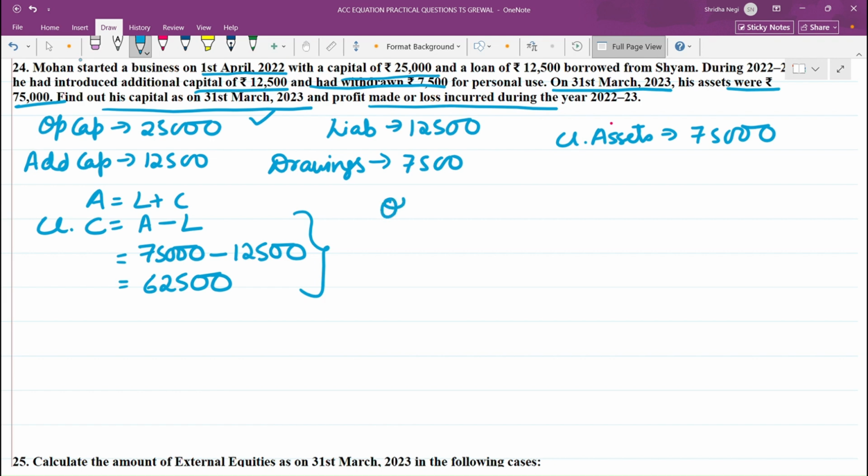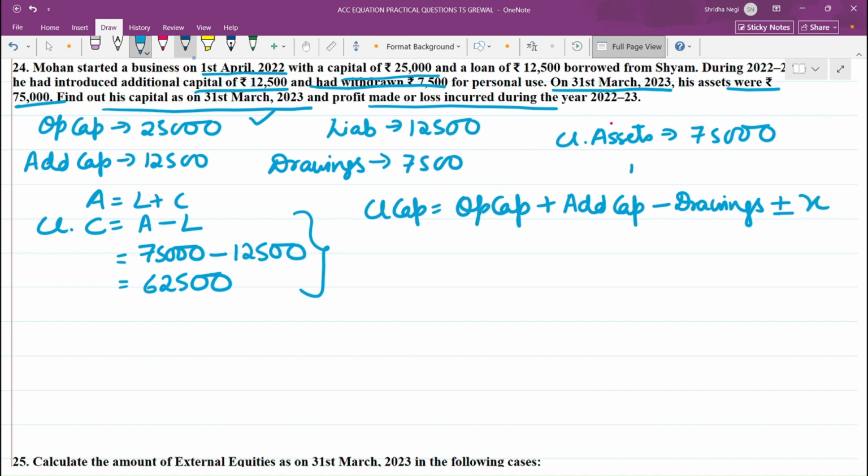How do you find out? So, what is it? The opening capital, what do you do? Your closing capital is always equal to opening capital. Opening capital में आप क्या ऐड करते हो? Additional capital ऐड करते हैं? Yeah, additional capital. Then drawings का what do you do? You subtract, है ना? And what about the profits? You add the profits. You add the profits or you subtract the loss. But that we don't know. So profit slash loss, let us take it as X.